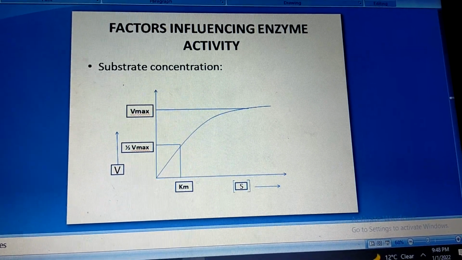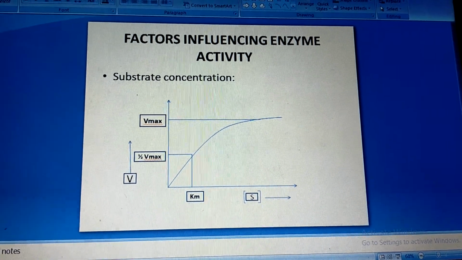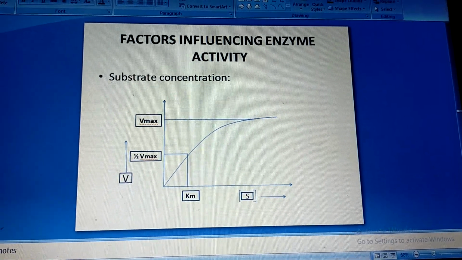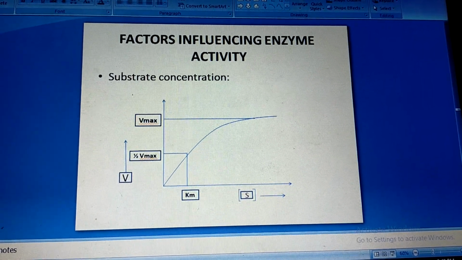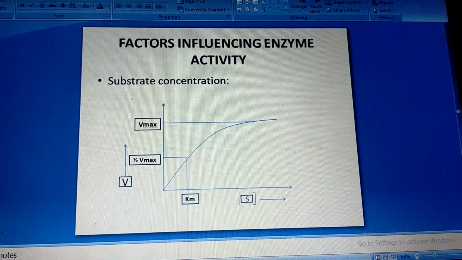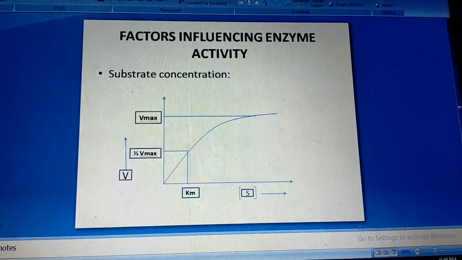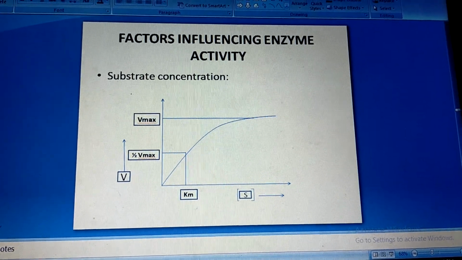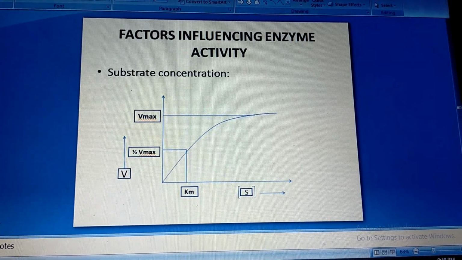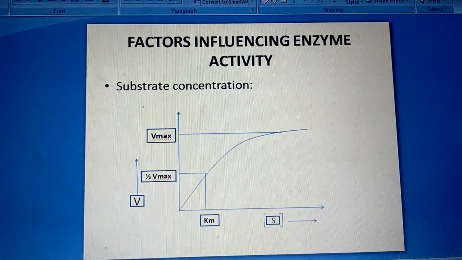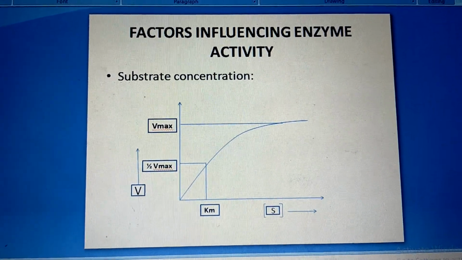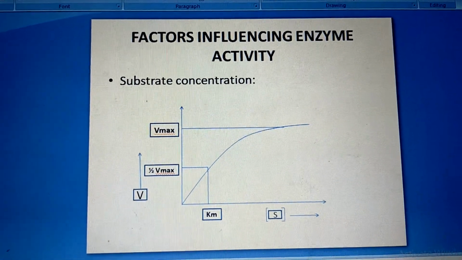or Vmax is half. This Km is very important because Km indicates the affinity between enzyme and substrate. If Km is low, that means there is high affinity between enzyme and substrate. If Km is high, that means there is less affinity between enzyme and substrate molecule. When affinity between enzyme and substrate is high, then they combine easily and catalysis occurs easily. So velocity of the reaction is achieved.